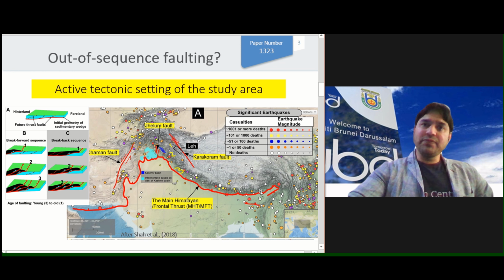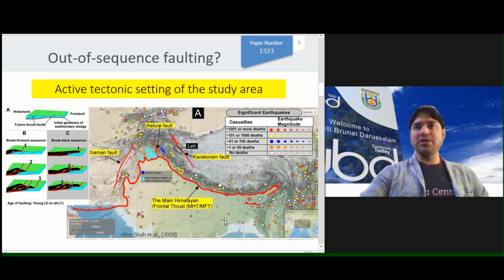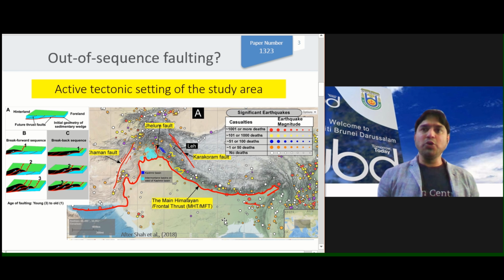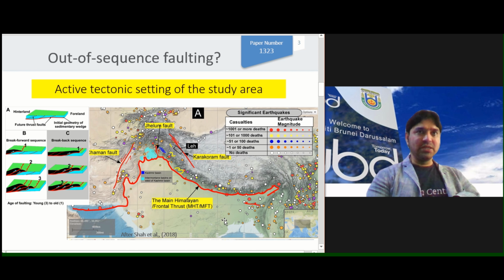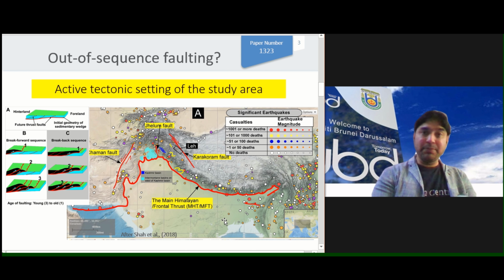The collision, what we have seen, the youngest fault that you see here is this red one, which is the main Himalayan frontal thrust. This is considered the most active fault in this area. In other words, the convergence from India, which is roughly 5 centimeters per year, is being taken up. Almost half of it, more than 2 centimeters, is taken up by this fault. The rest goes to the whole of the orogen.